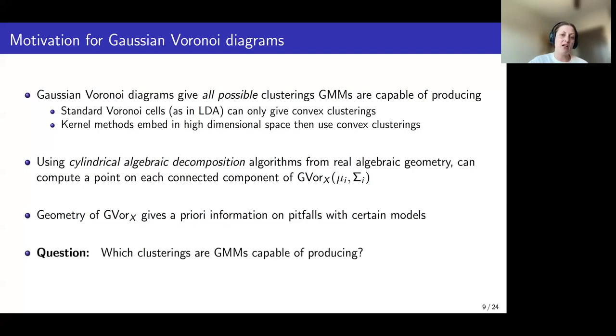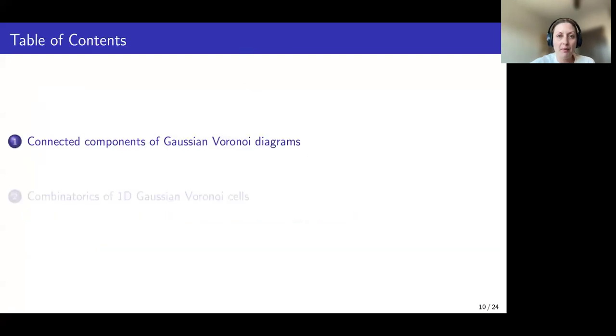And so with this in mind, we can think of a motivating question as: what clusterings are these Gaussian mixture models, or these collections of Gaussians, capable of producing? Okay. And so with that, let's get started. So as I said, we're going to start with the geometry and then move into some of the combinatorics. If there are any questions, I can also pause.